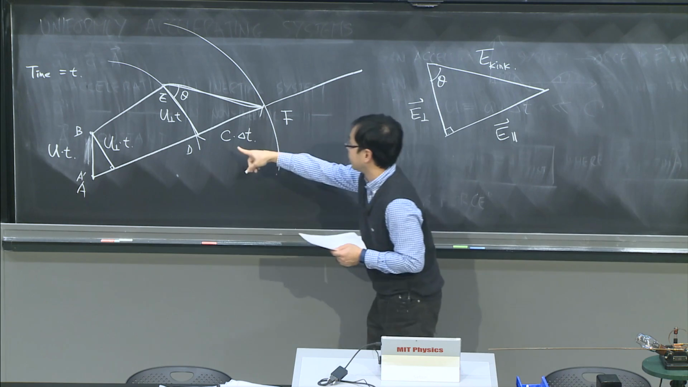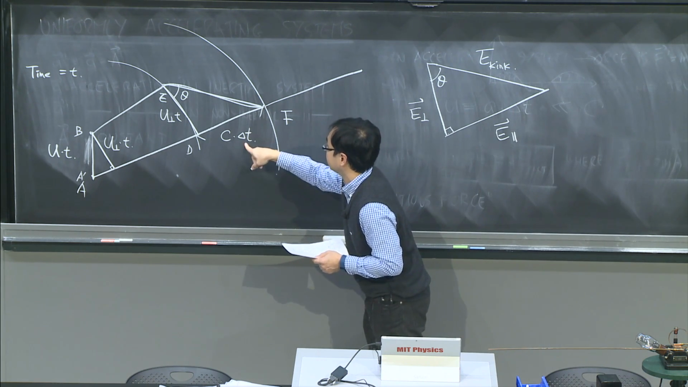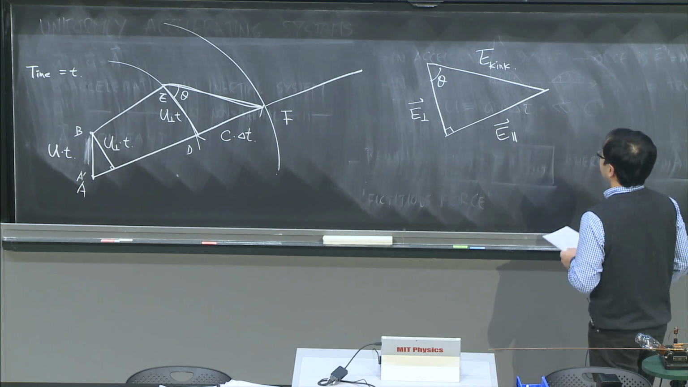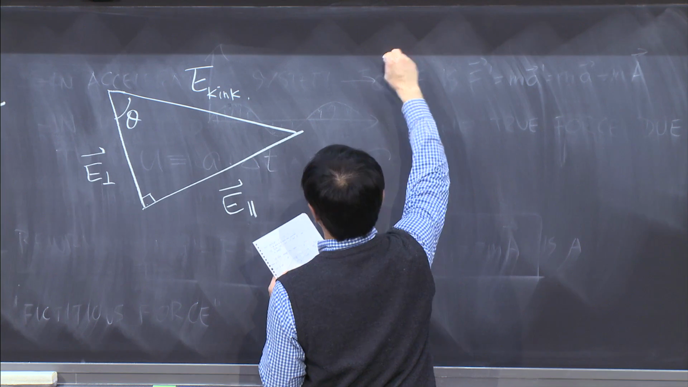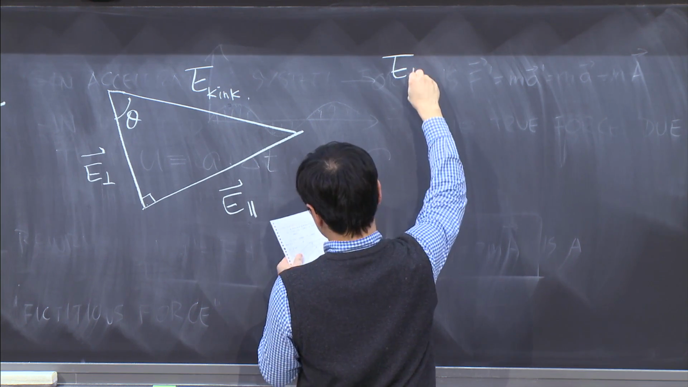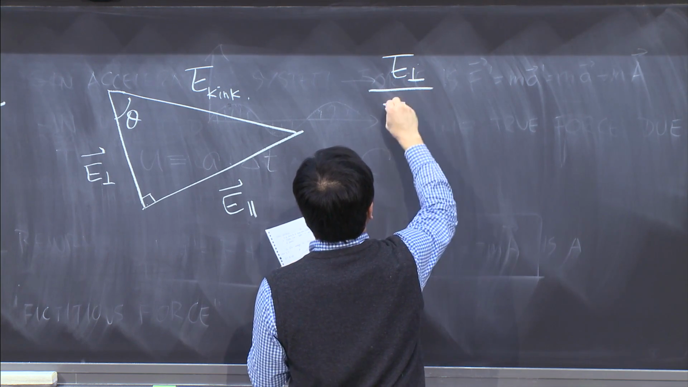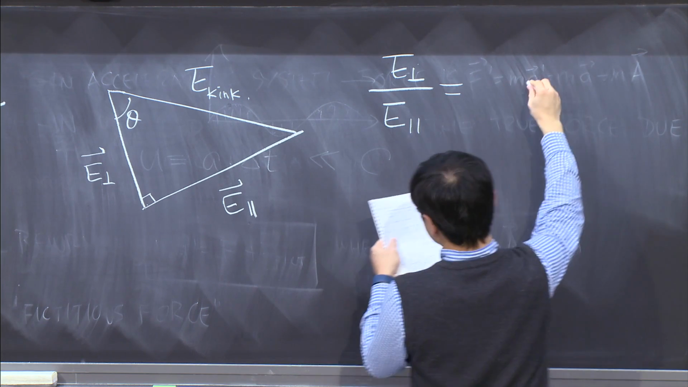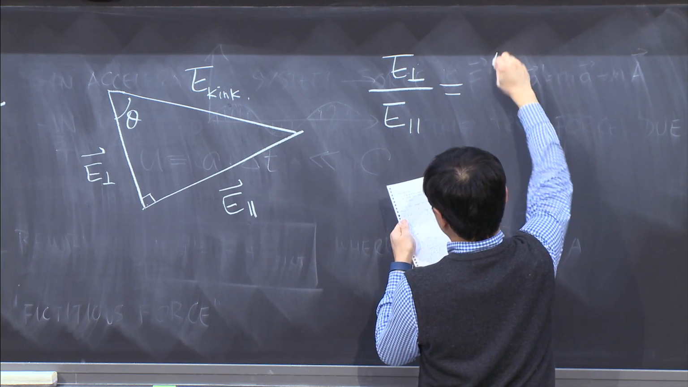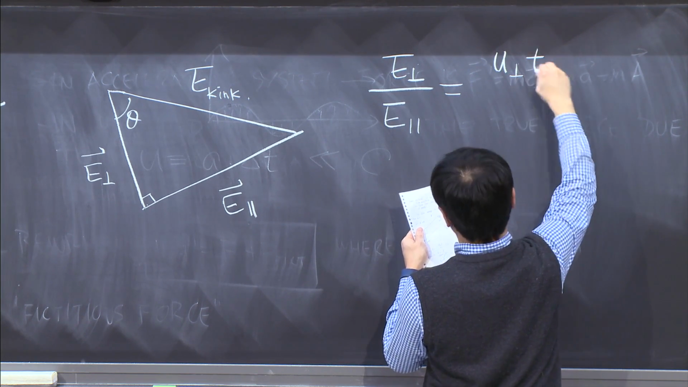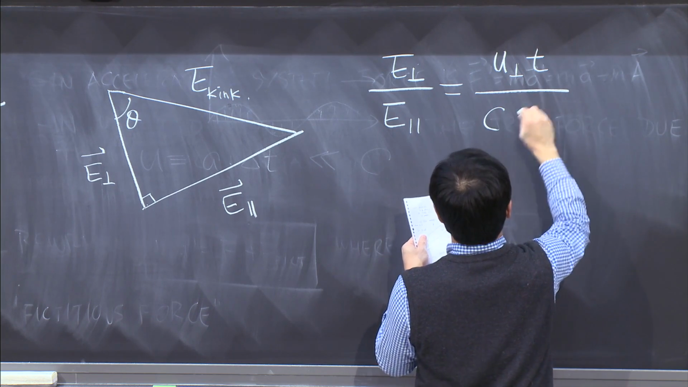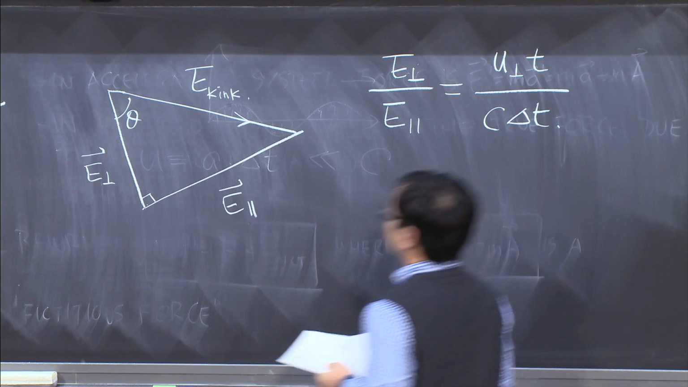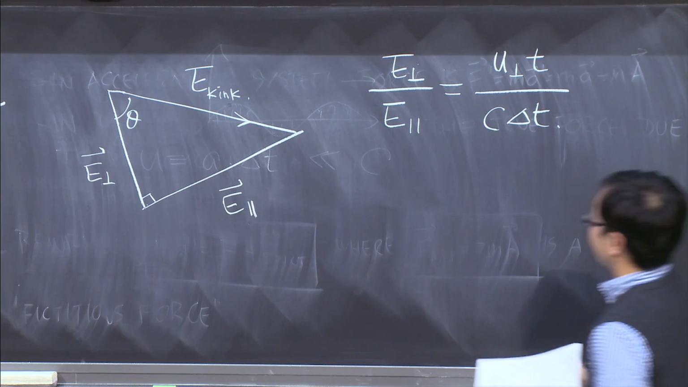Basically, you can get that from the information of c delta t and the u perp times t, right? So therefore, I can conclude that the magnitude of E perp divided by the magnitude of E parallel will be equal to u perp t divided by c delta t. And this E kink is like this. It actually has a direction.